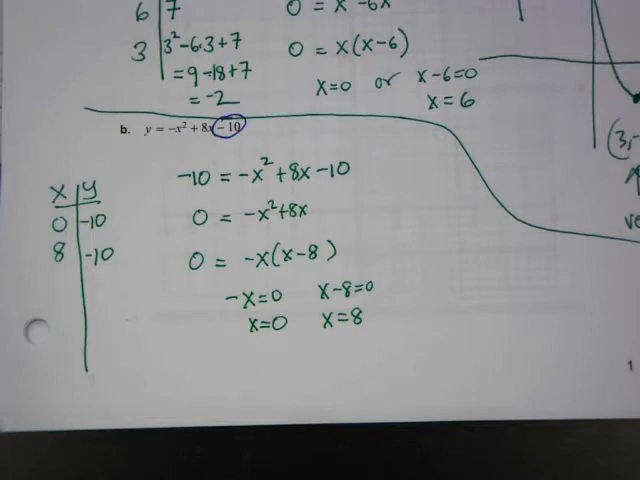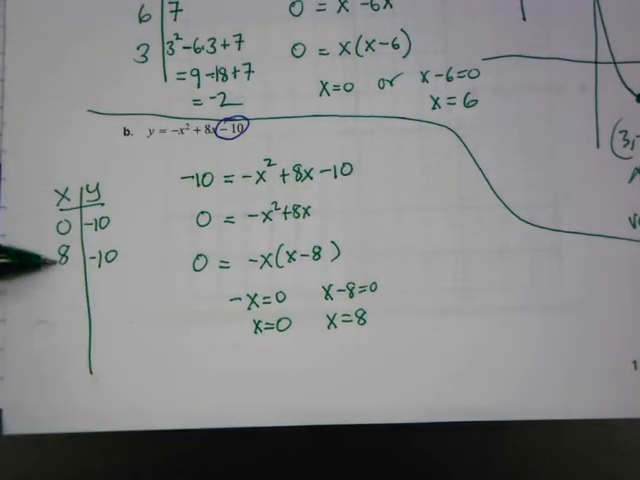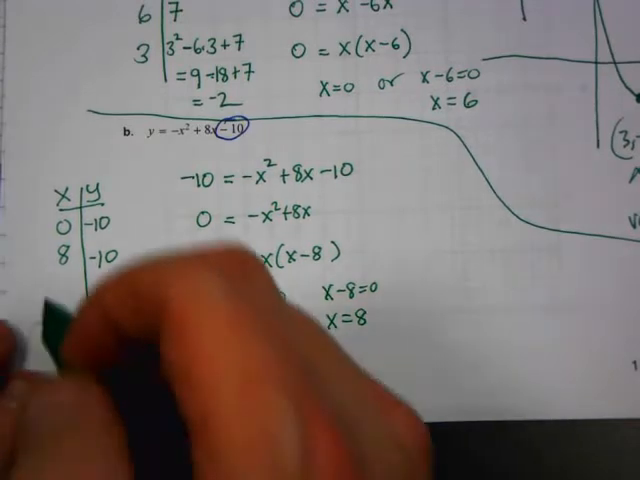Where's the vertex? At 4. Why 4? Not sure. Oh, it's half. It's halfway between 0 and 8. That's exactly right. So whatever two numbers you get here, you go halfway in between. Halfway between 0 and 8 is 4.